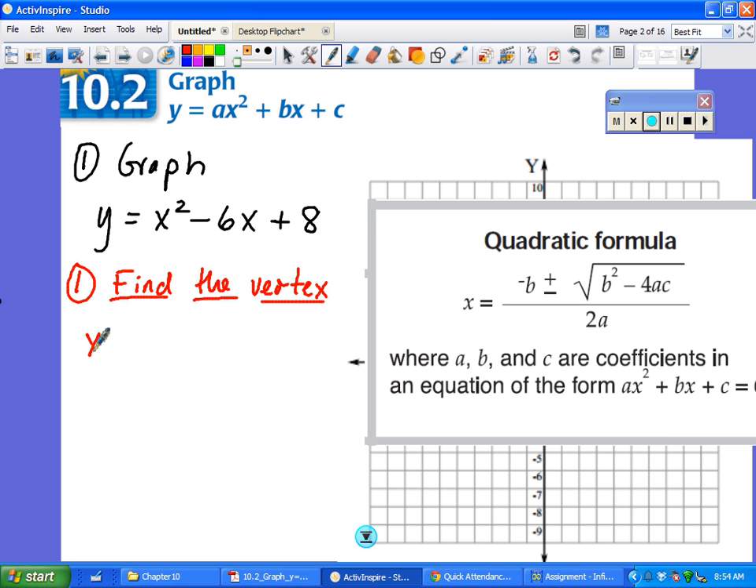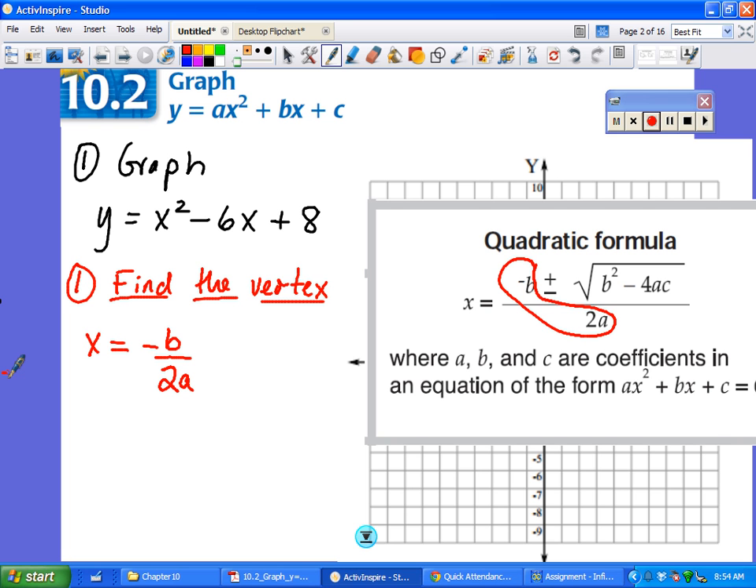The x-coordinate of the vertex will always be negative b over 2 times a. Now, some of you are going to say, I'm never going to remember this. And you're probably right. Okay? So, the good news is, if you look on your reference sheet, you can see this part of the formula right here. You see this right here? Now, no one's going to remember. You should. You need to remember that.